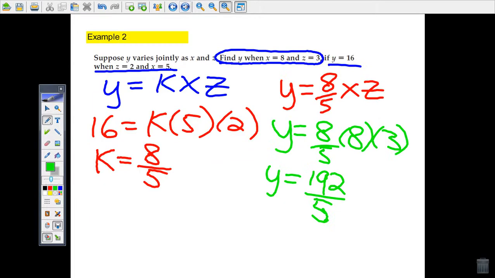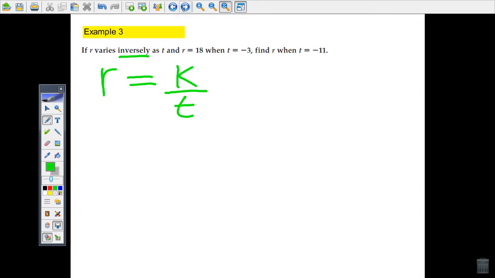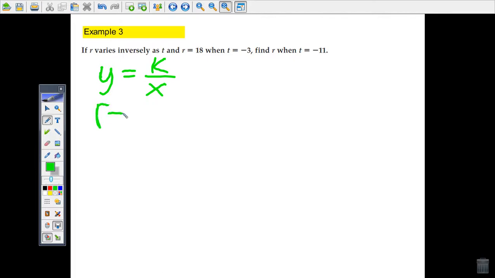Wait, where did r come from? They're just using different letters to try to mess you up. So you want me to show you how they work here? The standard inverse one is that y equals k over x. But now they're telling me that r varies inversely. So r is like the y. And since it varies inversely as t, it means that this t is my other variable that's going to go on the bottom. My constant is still k.